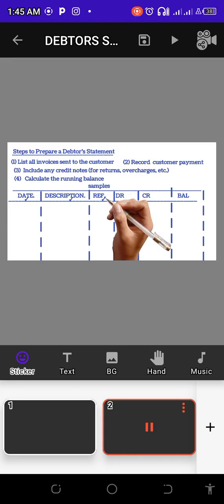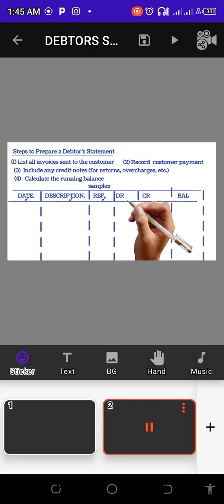The reference is the reference number of the source document. There is no transaction that will be done without a source document, and all source documents must have a number. On the debit side, every transaction that increases the debtor will be recorded. For example, supply will be recorded on the debit side.